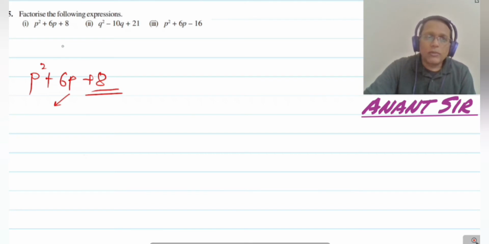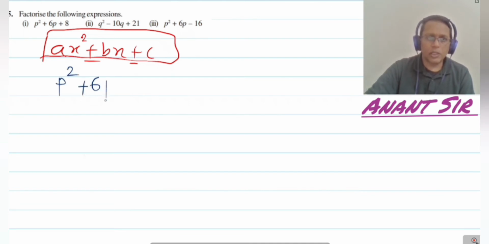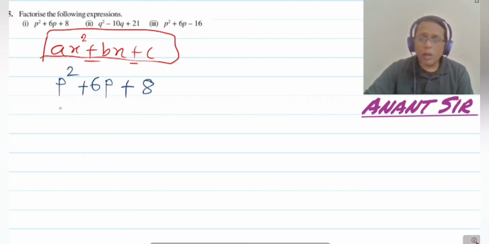It is of the form ax square plus bx plus c. I have told you already that these two terms can be negative also, no problem. So it is of this form. It's already in the standard form. I will write again p square plus 6p plus 8. Now how to proceed further?